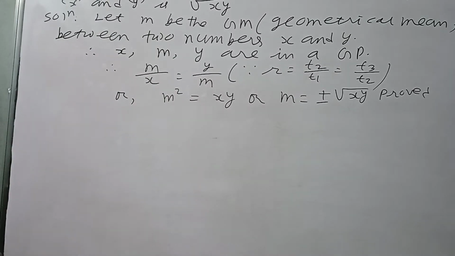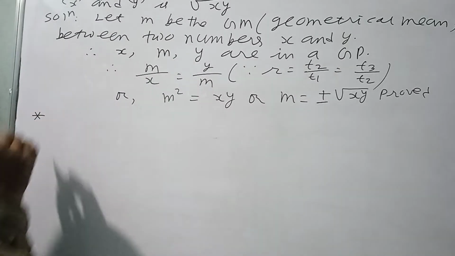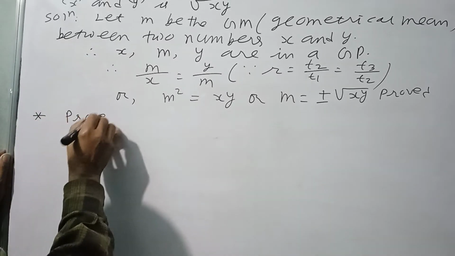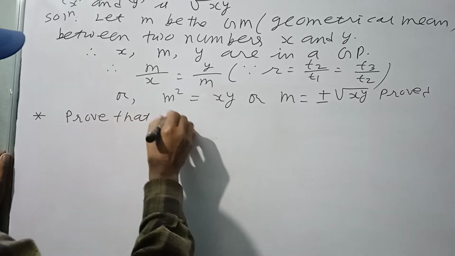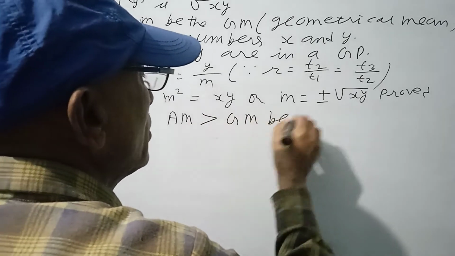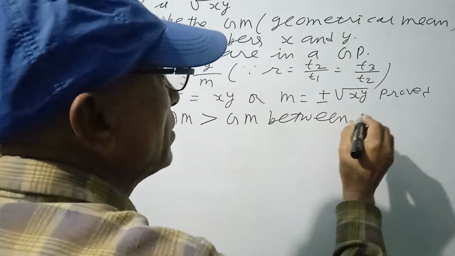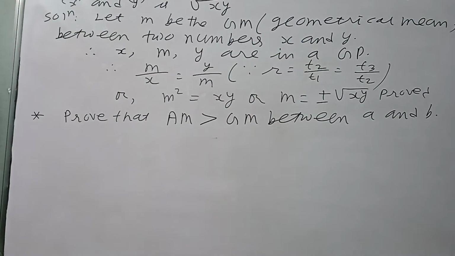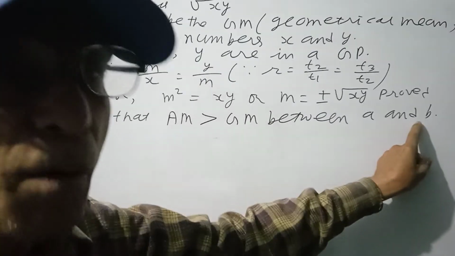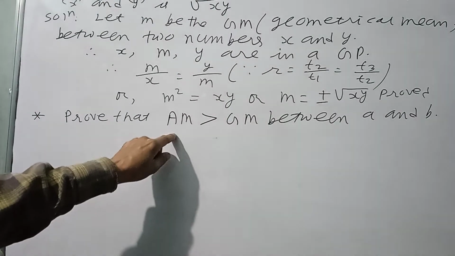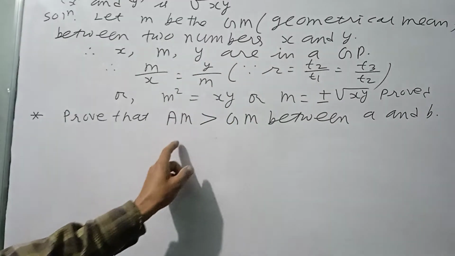And another question: how to prove that the arithmetic mean is more than the geometric mean between A and B? There are any two numbers A and B. The geometrical mean is less, and the arithmetic mean between any two real and unequal numbers is greater than the GM. GM bhanda AM thulo hunchha.